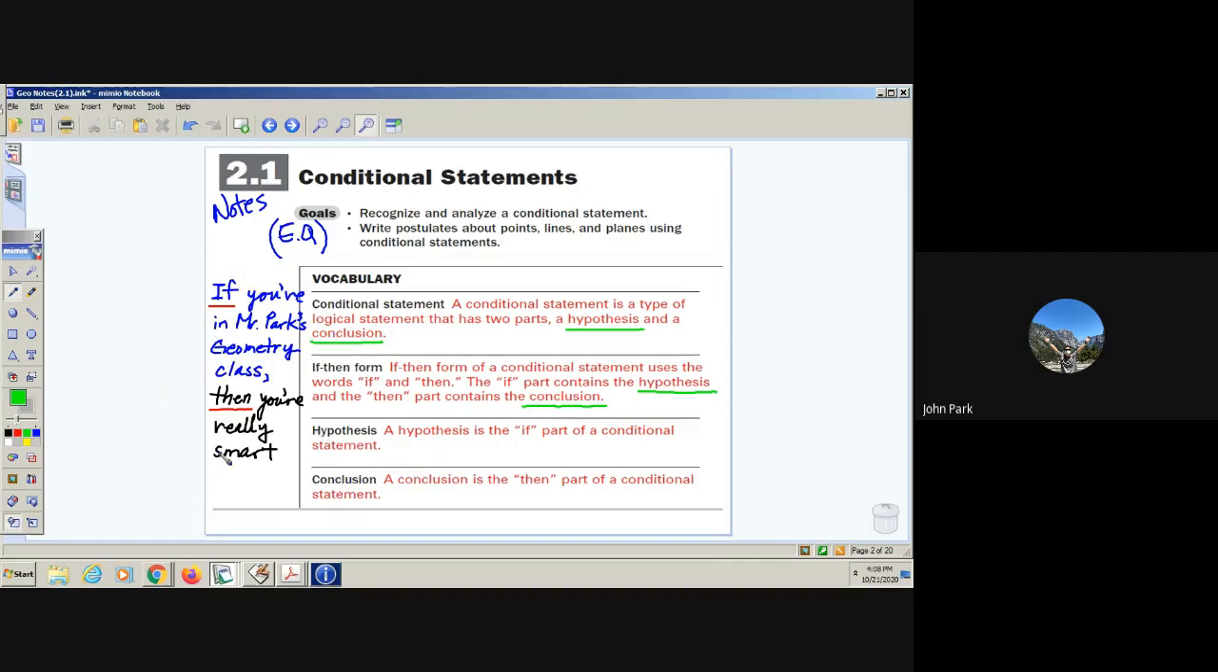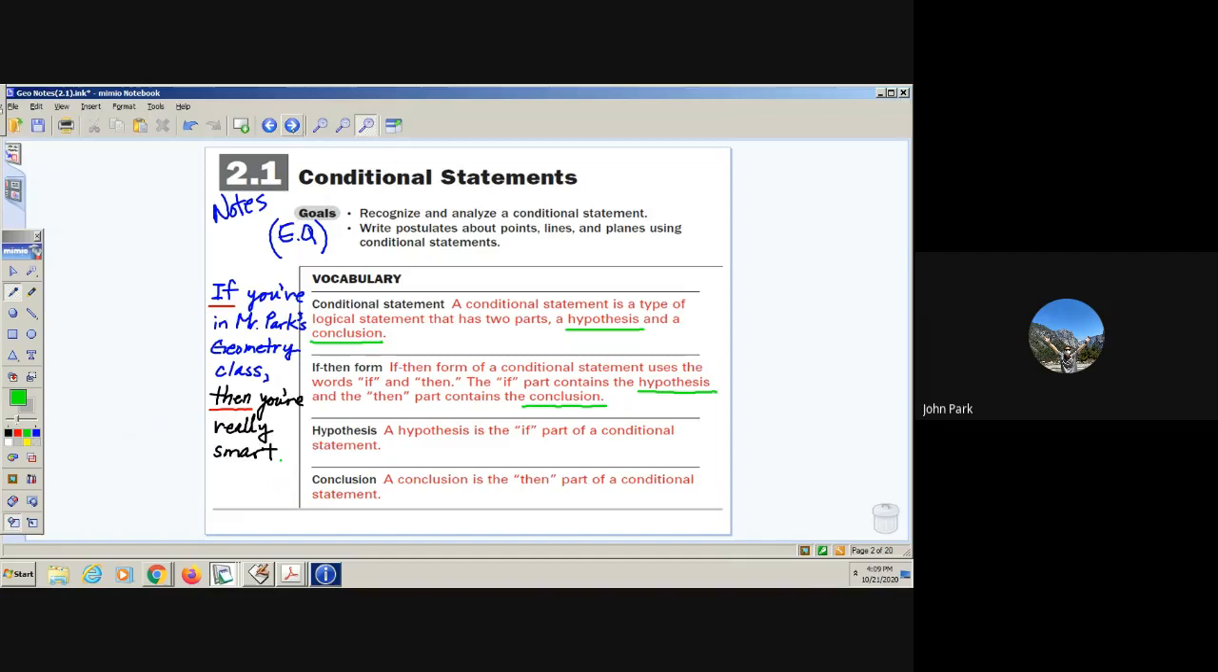So I can make a conditional statement like this: if you are in Mr. Park's geometry class, then you are really smart. Is that a true statement or a false statement? Well, of course it's a true statement. Of course you're all smart. The if part is the hypothesis, so you are in Mr. Park's geometry class is the hypothesis. The conclusion is you are really smart. That's how you write a conditional statement using if-then.